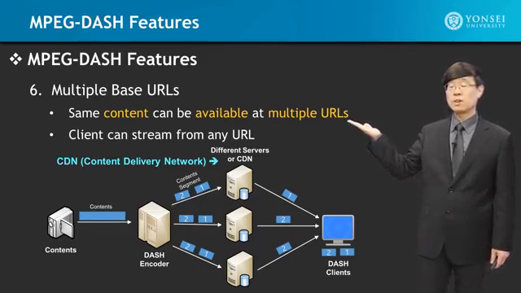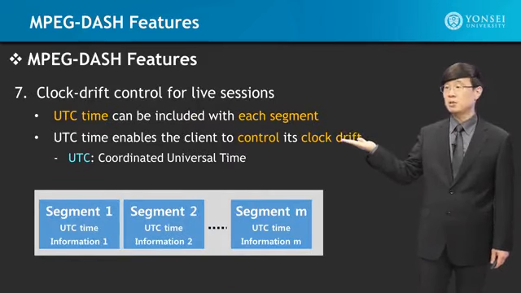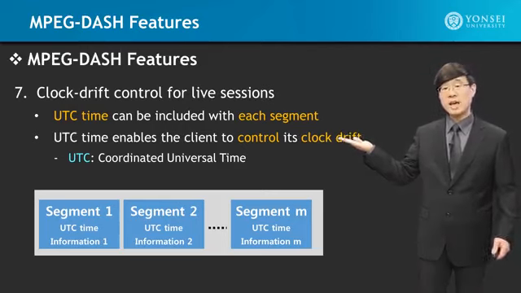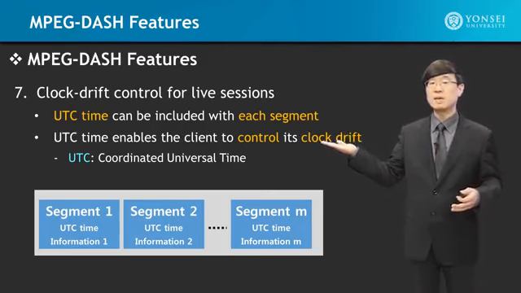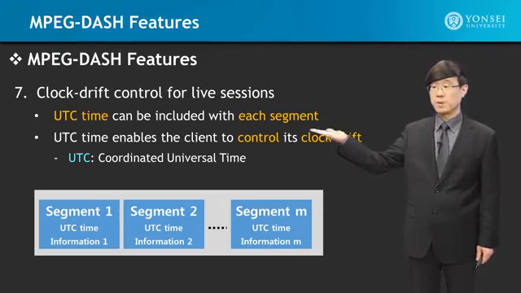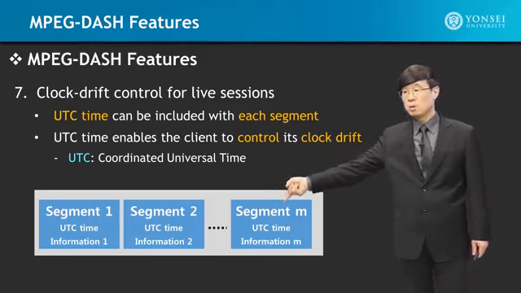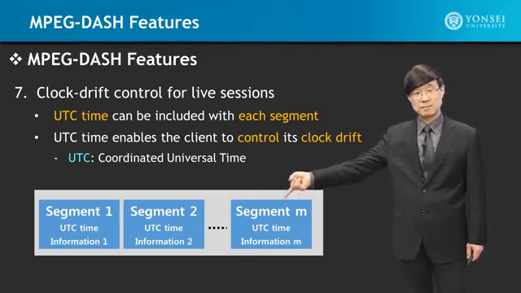Clock drift control for live sessions. Here, the UTC time can be included with each segment. UTC time enables the client to control its clock drift and resynchronize such that the video streaming process that is being conducted over the internet and other wide area network and small area, local area network technologies, these are all coordinated perfectly based upon the UTC, Coordinated Universal Time. That is included in the segments, as you can see here, where the UTC time reference is inside.